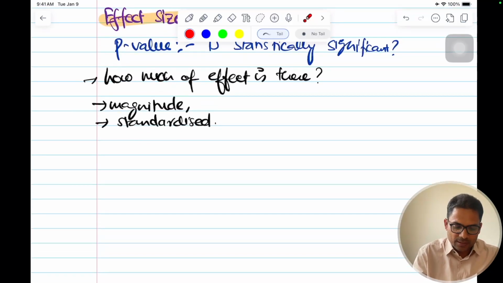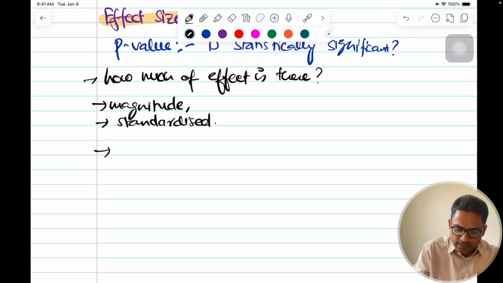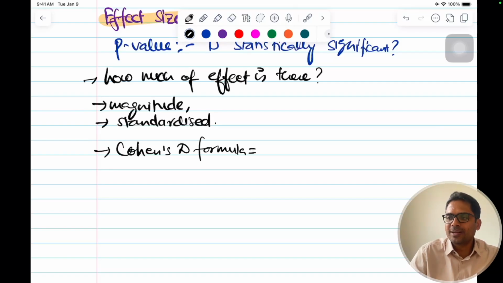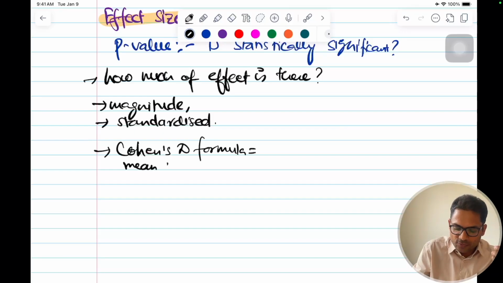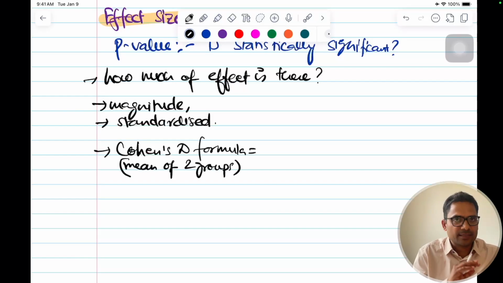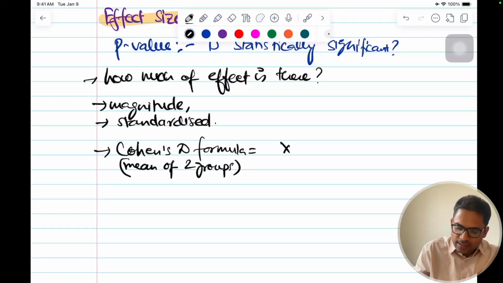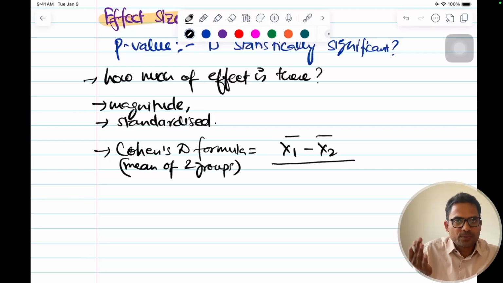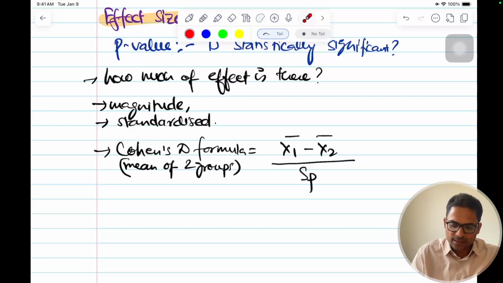For example, there is a formula to measure it, called Cohen's d formula. It is for comparing the means of two groups, for example the mean recovery times of two medicines. So what is the formula? X1 bar minus X2 bar, the sample means of the recovery time of the two groups, divided by the pooled standard deviation.